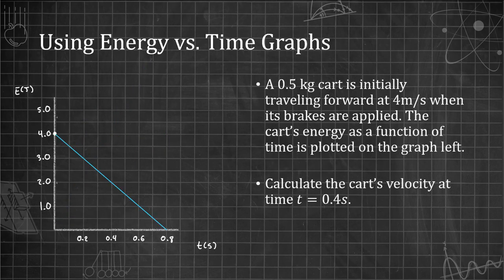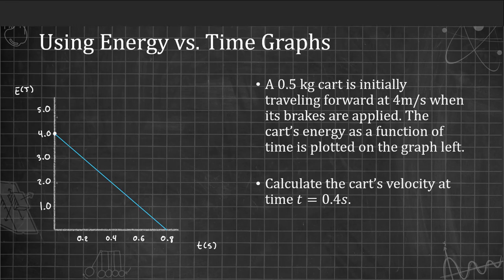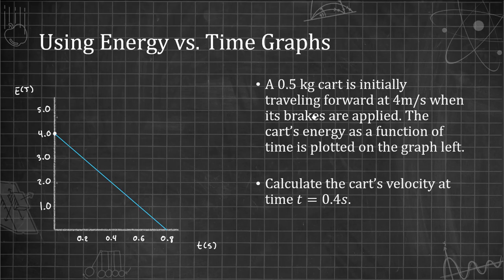We'll take a look at another example where we're given an energy versus time graph for a cart that is slowing down. So the cart's initially traveling at 4 meters per second, it applies its brakes, and the energy as a function of time is plotted on the graph. So we see that the energy is decreasing, or the kinetic energy is decreasing over time. Our goal here is going to be to calculate the cart's velocity at the time t equals 0.4 seconds.